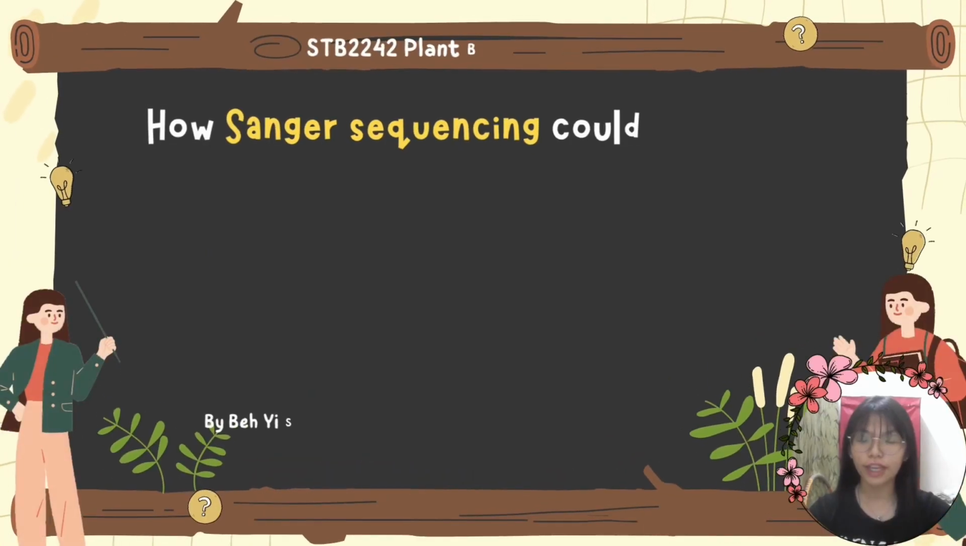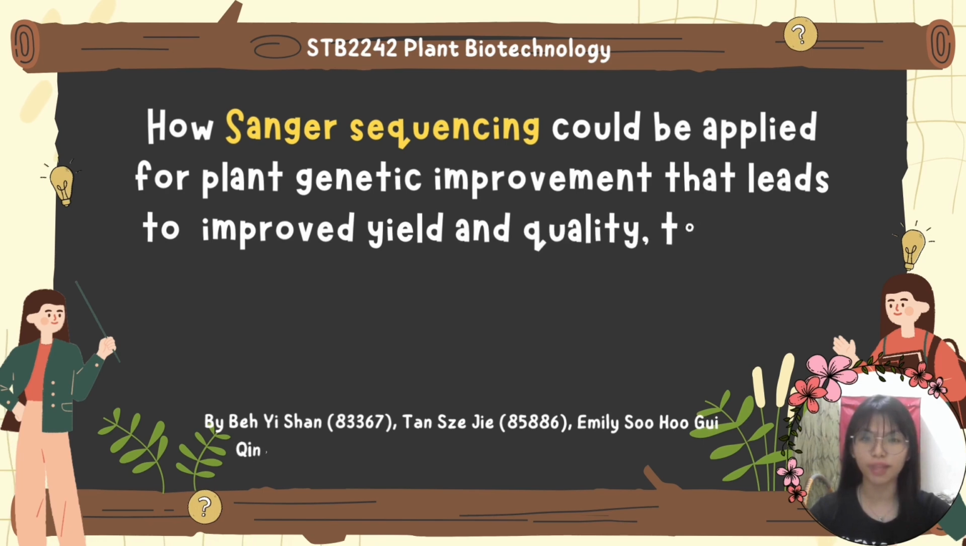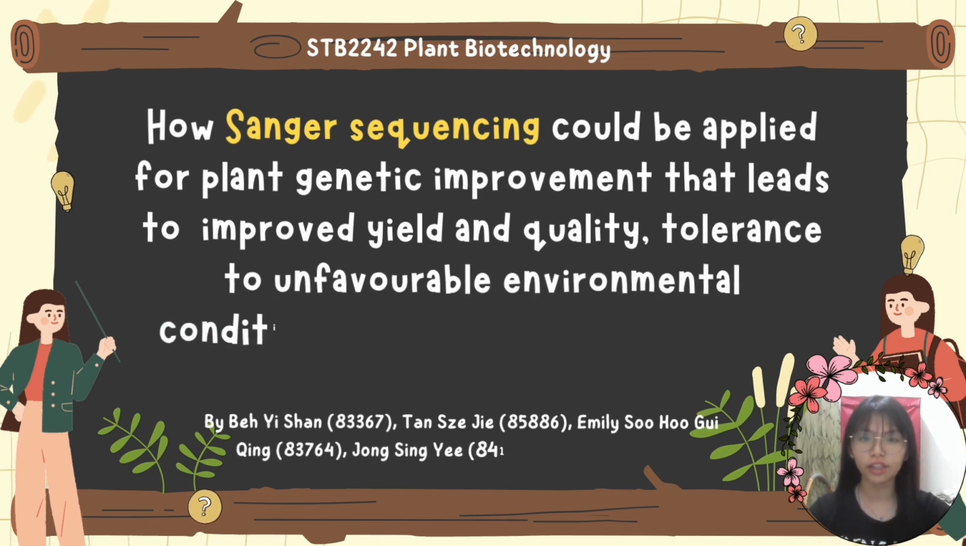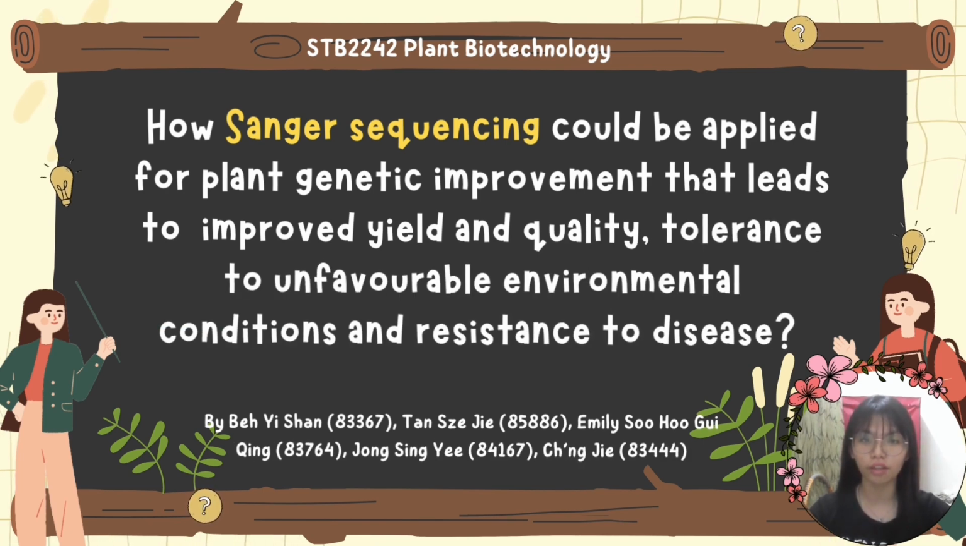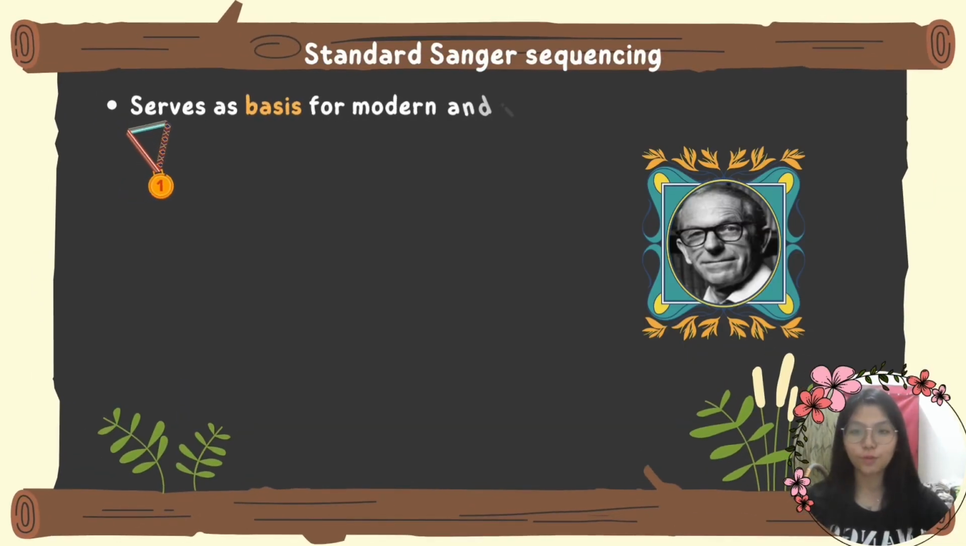Hi everyone. Today we are going to talk about how Sanger sequencing could be applied for plant genetic improvement that leads to improved yield and quality, tolerance to unfavorable environmental conditions, and resistance to disease. Let me introduce standard Sanger sequencing to you.